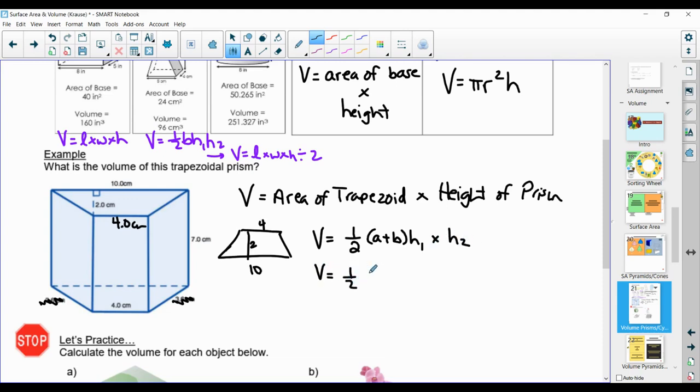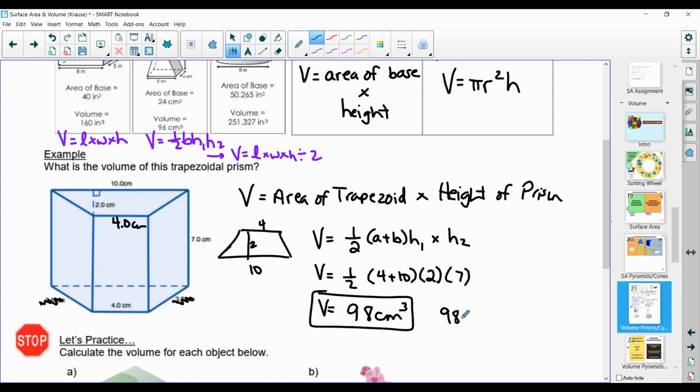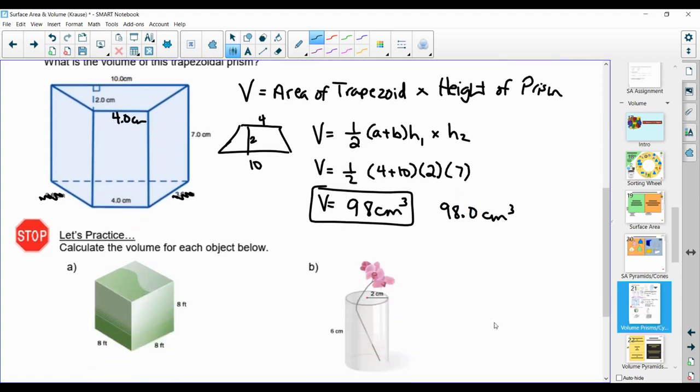So volume is going to be 1/2 times (4 plus 10) times the height of the trapezoid, which is 2, times the height of the prism, which is 7. Putting that all into my calculator, we get 98 centimeters cubed. Now, typically, I'll probably ask you to round to the nearest tenth, so you could also write that as 98.0 centimeters cubed. Unless you're told specifically how to round, I'm not really going to worry about rounding, but I will worry about units for sure.